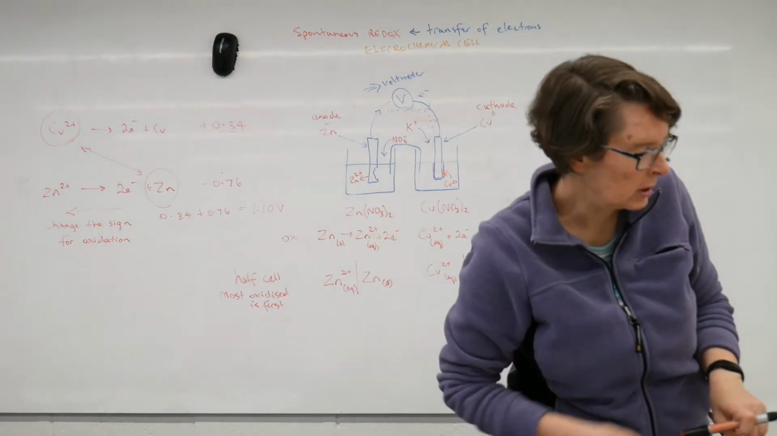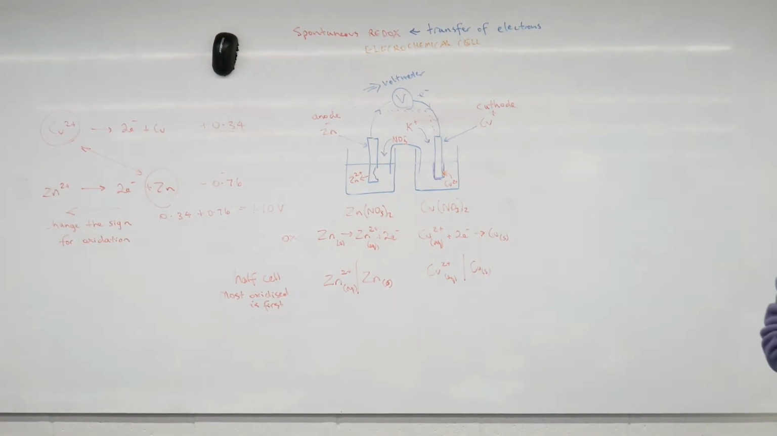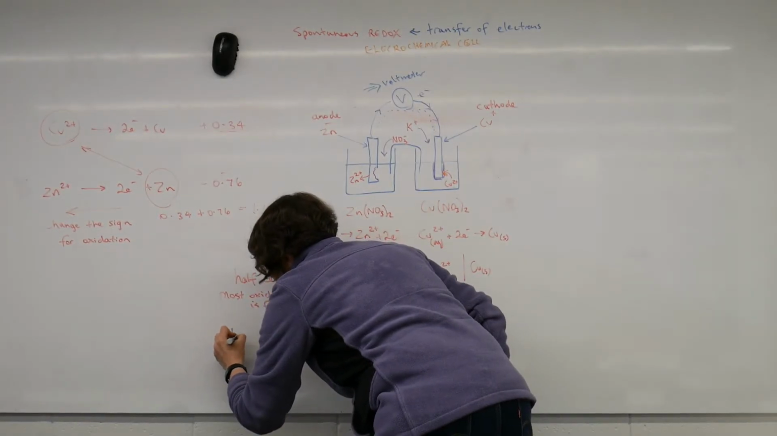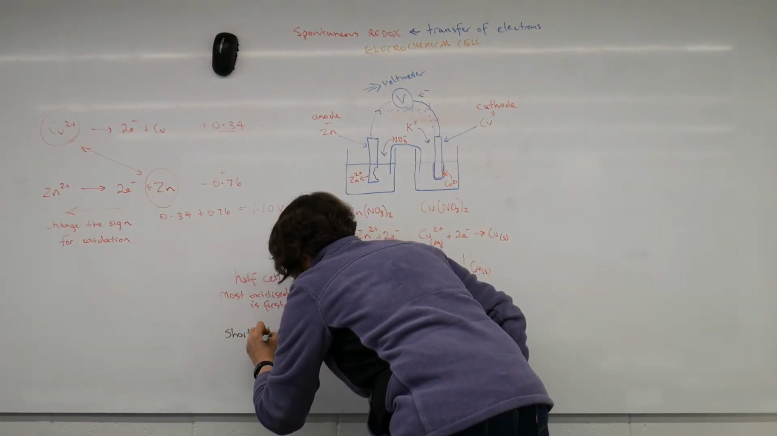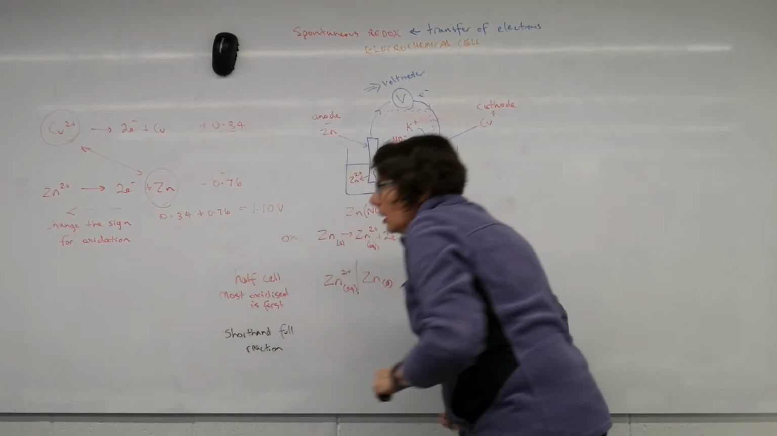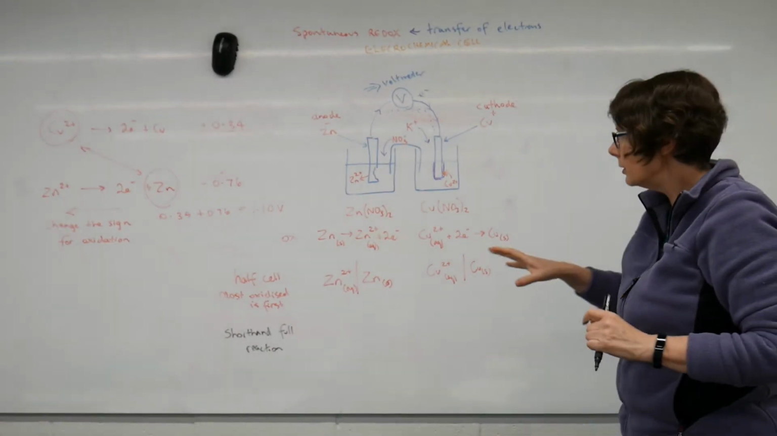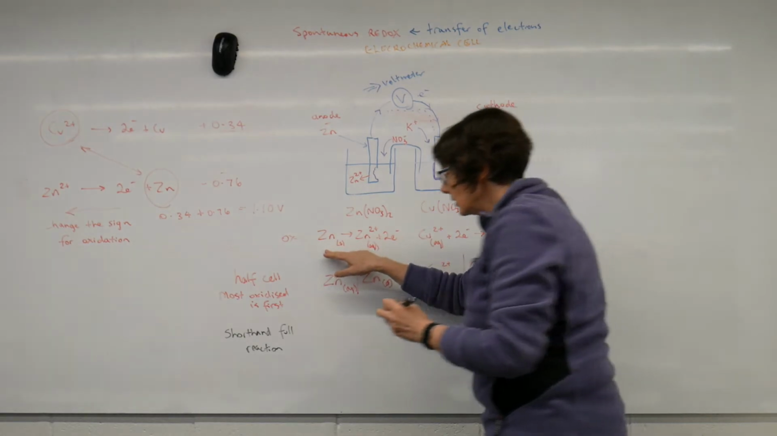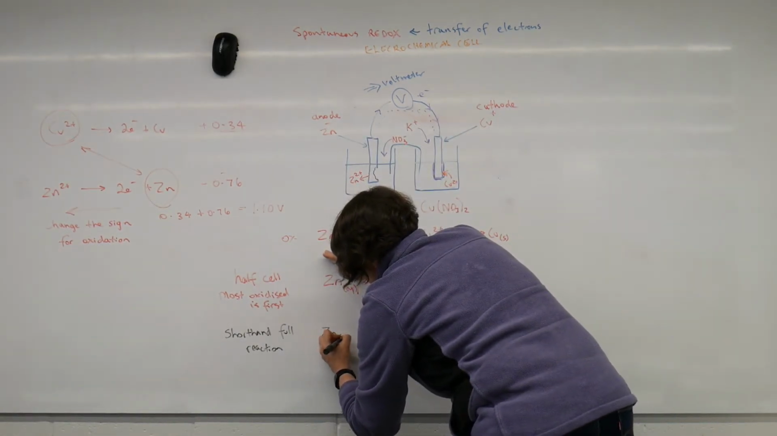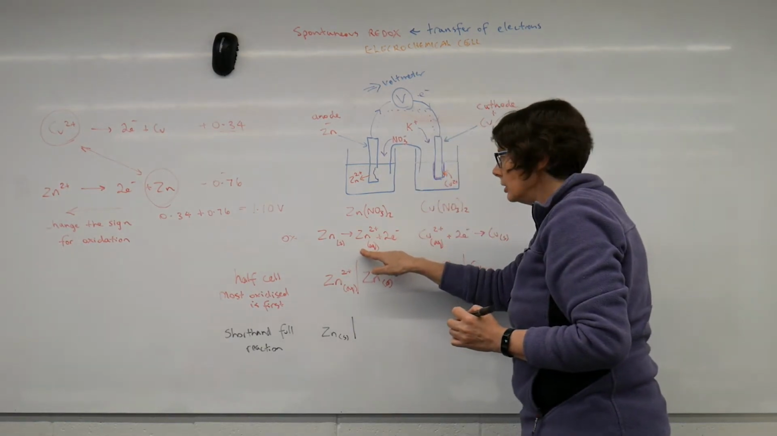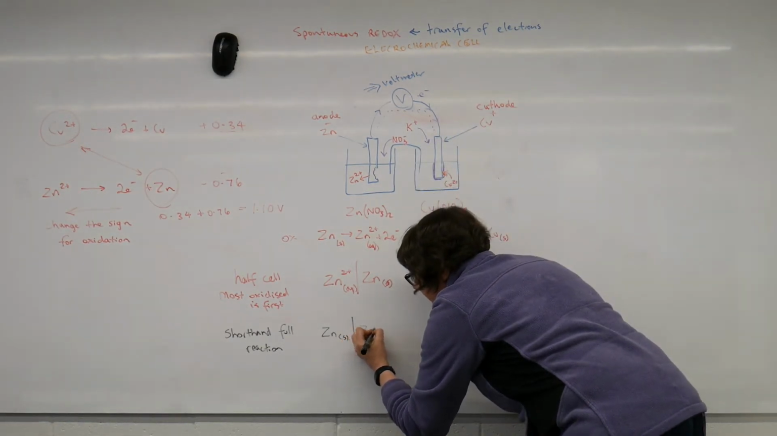But this is a little bit different to when you're writing out the whole equation, which is a little bit confusing. So for the shorthand for the full reaction, then we're looking at what's happening left to right. So I'm starting with zinc, which is being oxidized to zinc 2+.